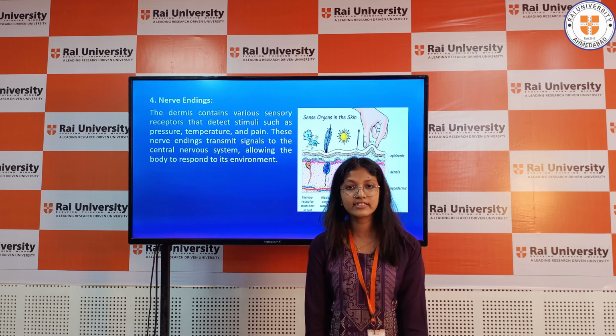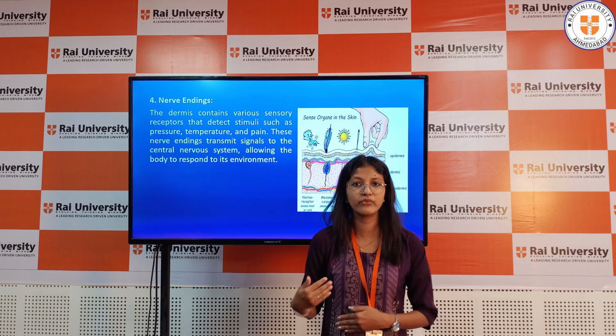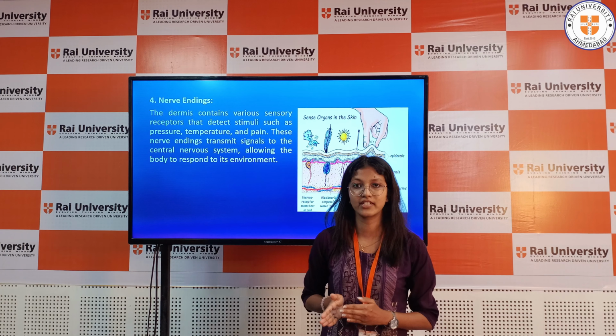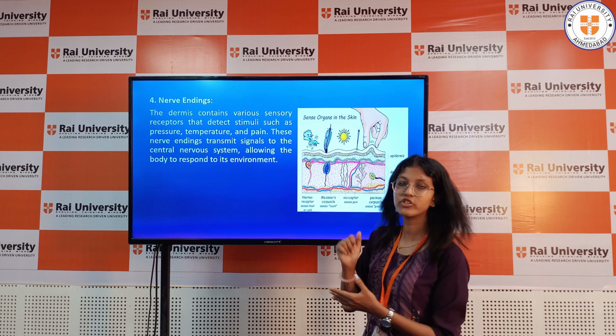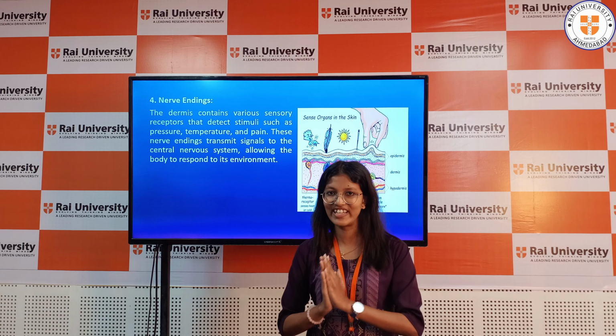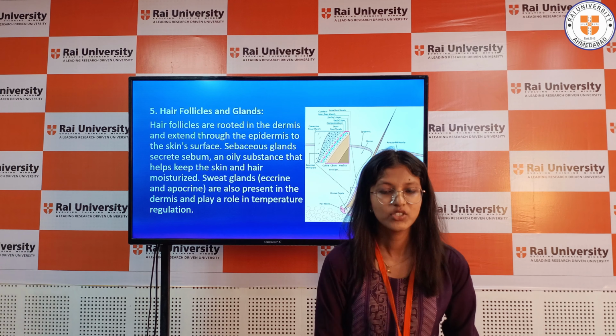If we are standing like this and the wind is there, we are able to understand that the wind is coming from that side, right? That is because of the Pacinian corpuscle. So we have different types of nerve endings for sensation.